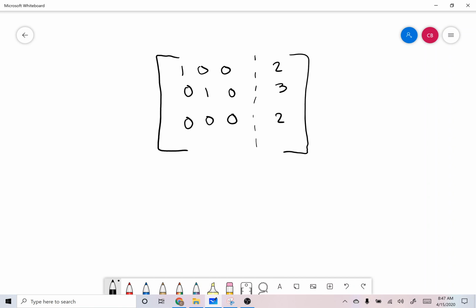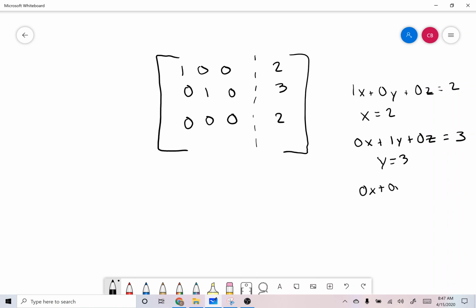Now let's read off the solutions to this. This first one says 1x plus 0y plus 0z is equal to 2. So this means x is equal to 2. The next one is 0x plus 1y plus 0z is equal to 3. So that means y is equal to 3. And the last one says 0x plus 0y plus 0z is equal to 2.